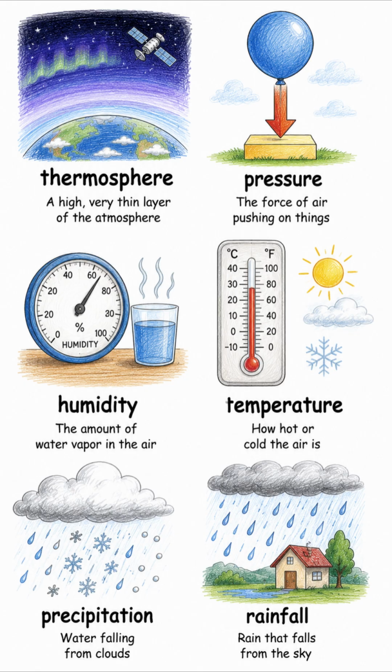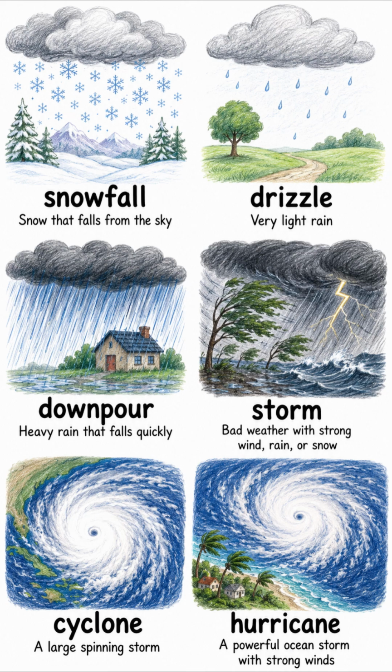Humidity, the amount of water vapor in the air. Temperature, how hot or cold the air is. Precipitation, water falling from clouds. Rainfall, rain that falls from the sky. Snowfall, snow that falls from the sky.